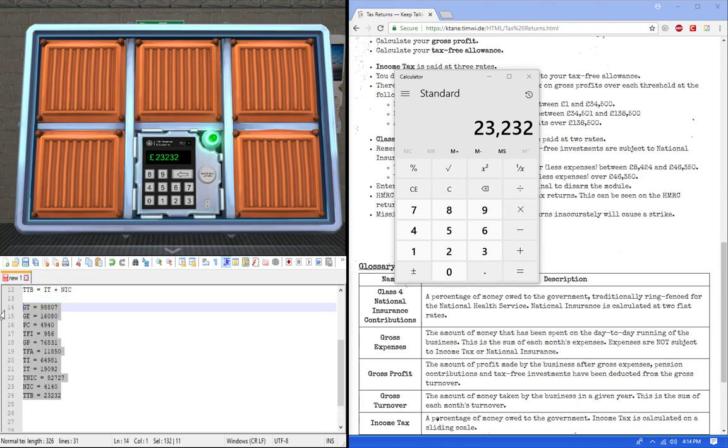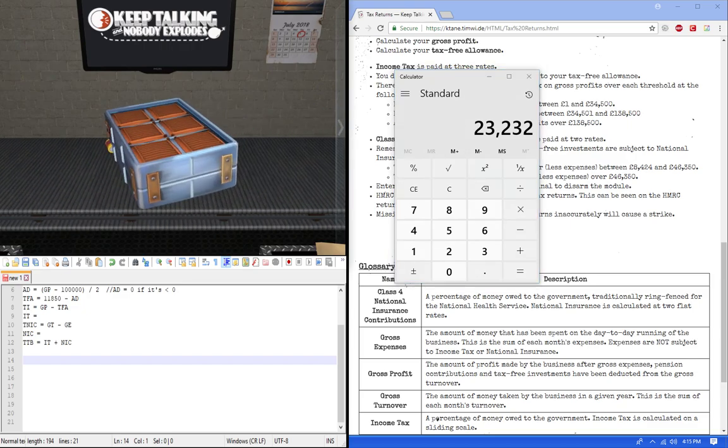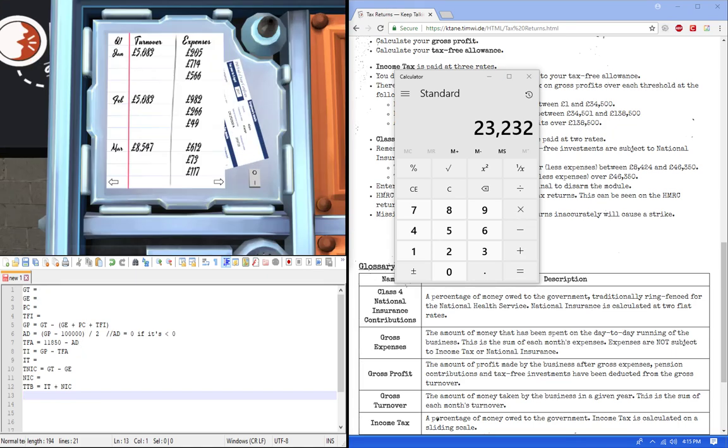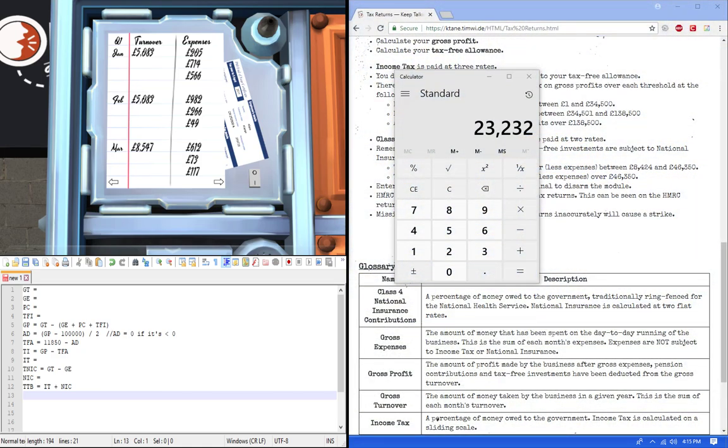All right, we'll do just one more. Clear the screen here. All right, so first thing we're going to do is calculate our gross turnover and gross expenses, but I'll do that real fast. So, let's see here. Right. So, our gross turnover is going to equal that, and our gross expenses is going to equal this. So we have 97,635 of gross turnover. Our gross expenses is 15,530.